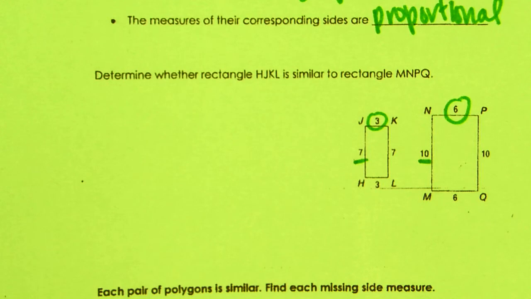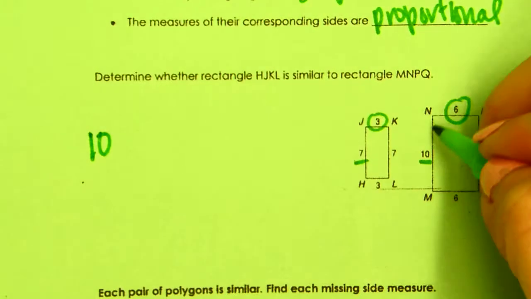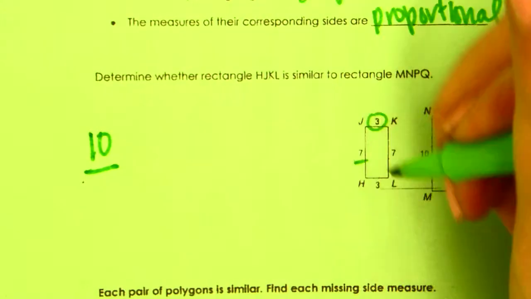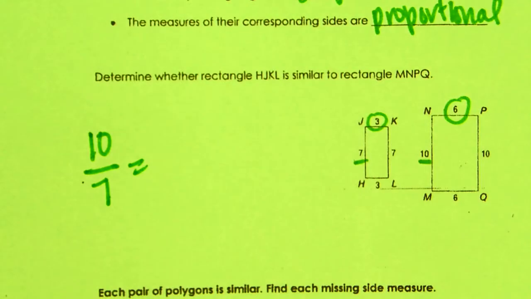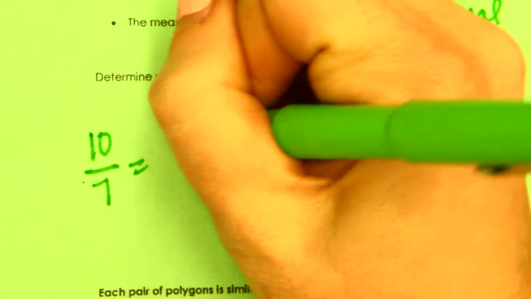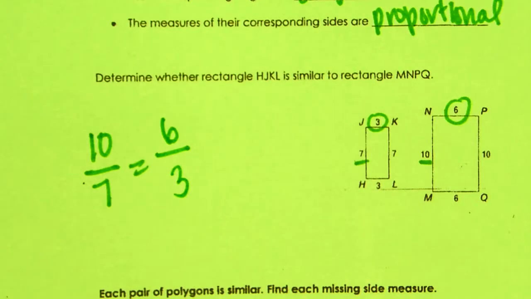I like to do big over small just so I always keep track and always do big over small. So I do the big rectangle, the long side is 10. The small rectangle, the long side is 7 units. Then I'm going to do the corresponding short sides. So the big rectangle we have a 6, the small rectangle we have a 3. Are those two ratios equal?